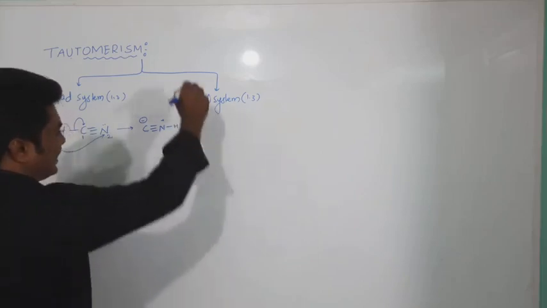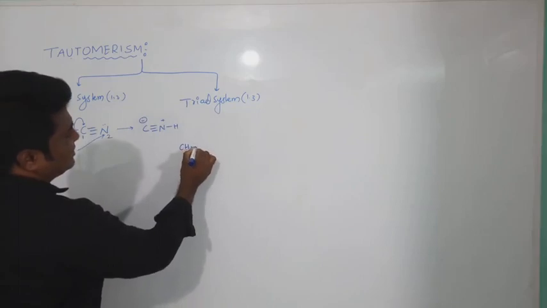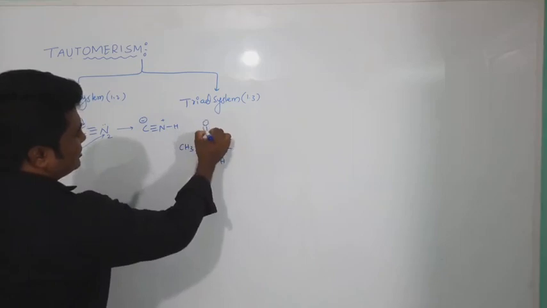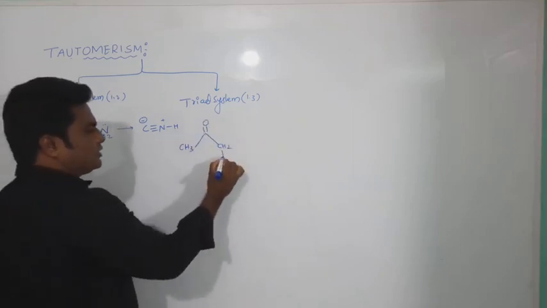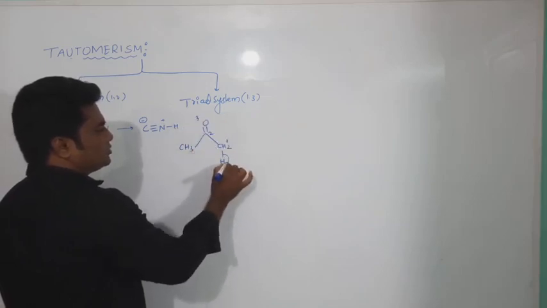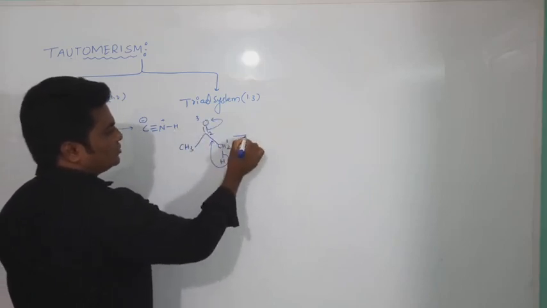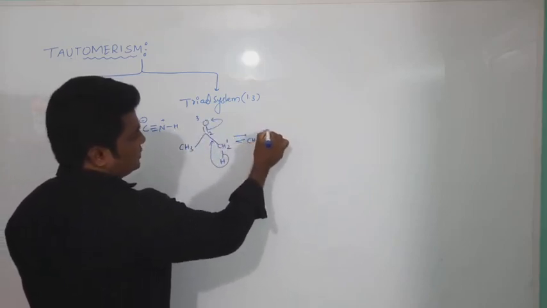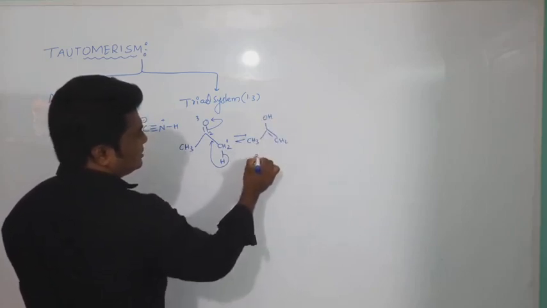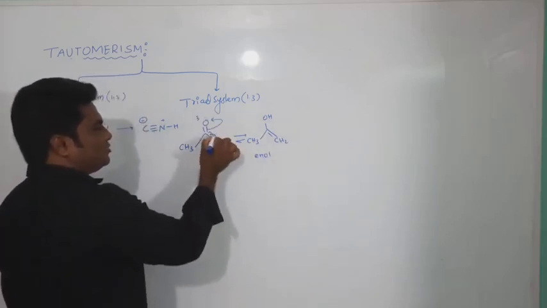Now if you take the triad system, for example, I am taking one simple example, that is, again, acetone. This is the electron withdrawing group, and this is the alpha hydrogen atom. I am giving the numbering 1, 2, and here 3, oxygen. Now this hydrogen is involved in the delocalization, oxygen gets the negative charge, and that negative charge will take this hydrogen. Now in this case you are getting CH2, and here OH, and this is the enol.